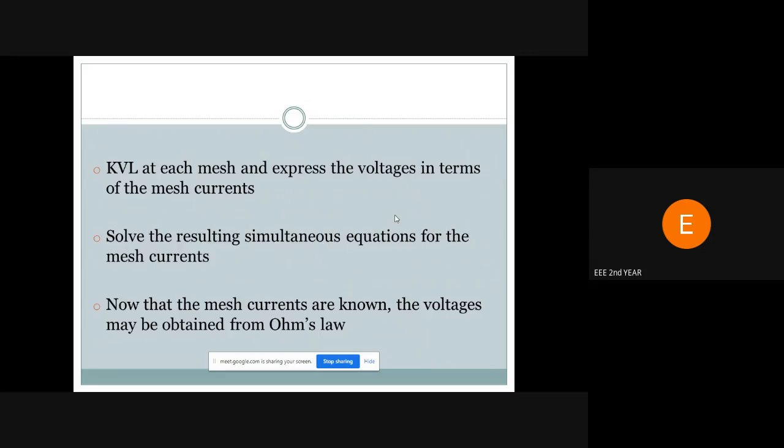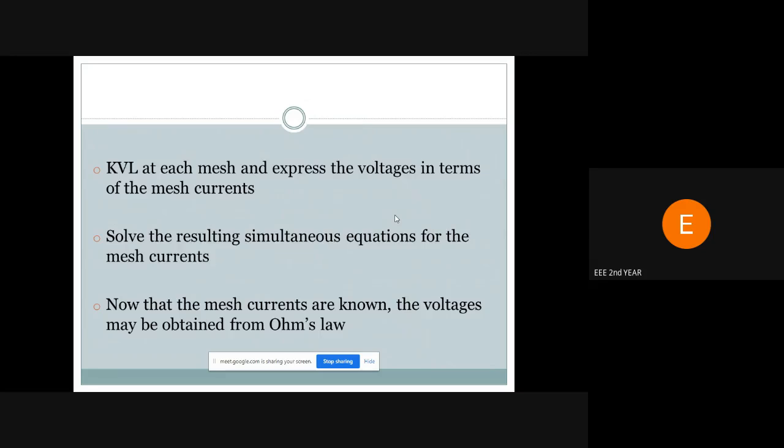Form the equation. That equation should be in terms of mesh current, where R11 into I1 plus R12 into I2 plus R13 into I3 is equal to the total voltage V. So the potential drop will be expressed in terms of R into I. We know the EMF, which is nothing else than V, is equal to IR. So in the form of IR equal to V, we have to express the KVL equation in terms of mesh current.